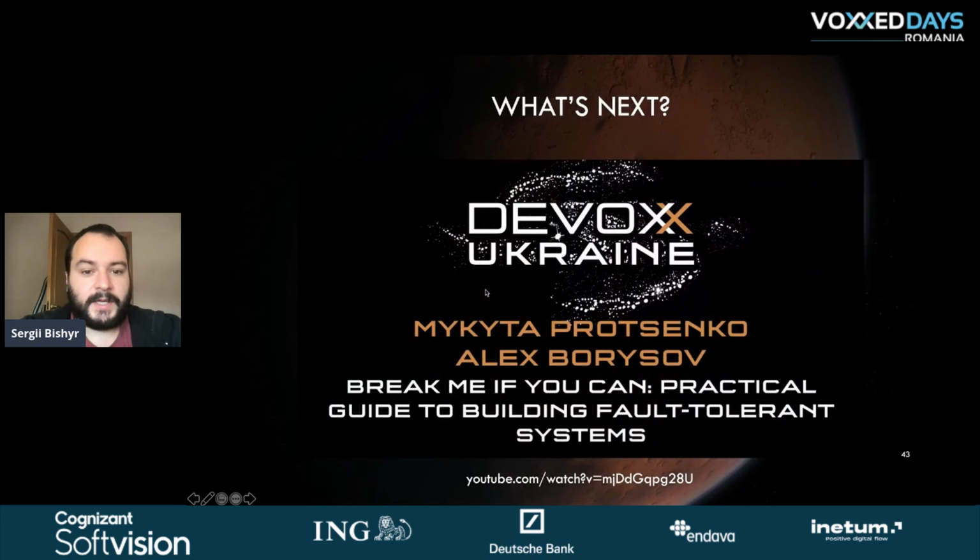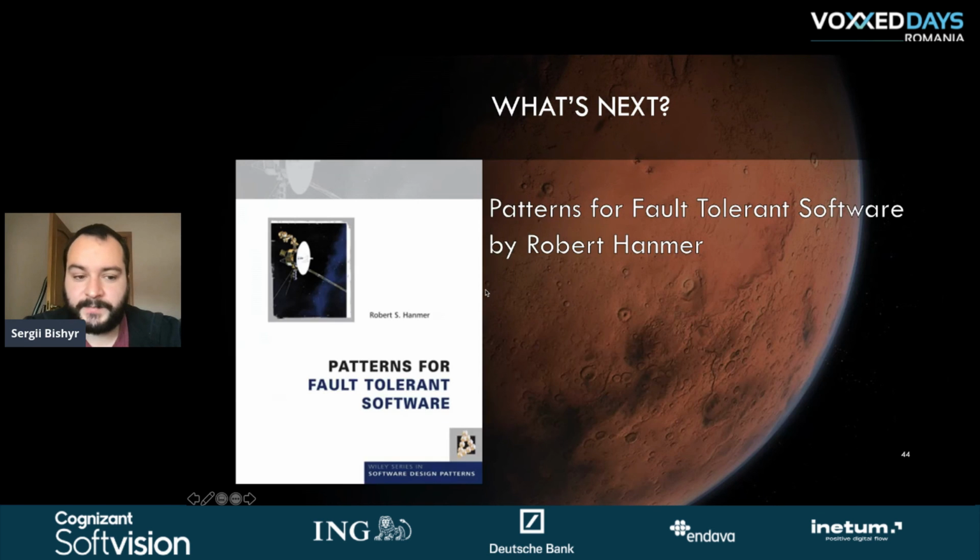And on how to do it, I can suggest this great talk from DevOps Ukraine, from Nikita Prutsenko and Alex Borisov. They explain how to implement fault tolerance features using gRPC and REST. Another thing is this great book, Patterns for Fault Tolerant Software by Robert Hanmer, which is not a book about technology, but about practice. Even though this book is not brand new, it will always stay topical.